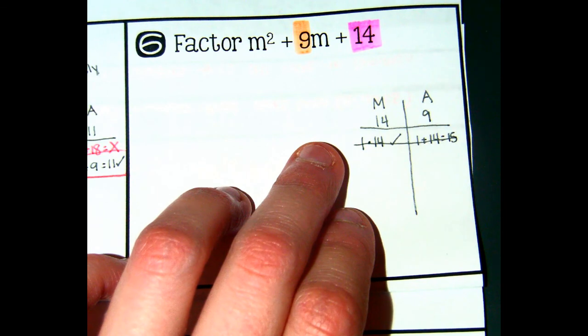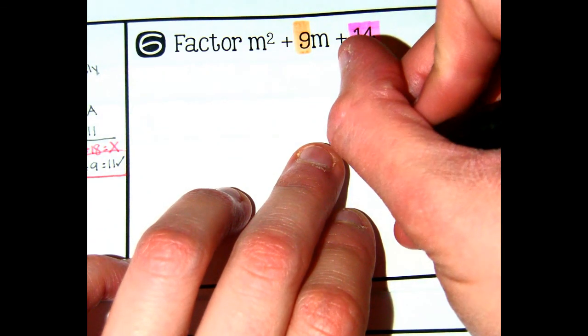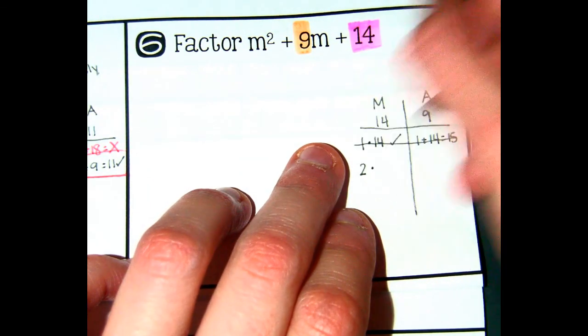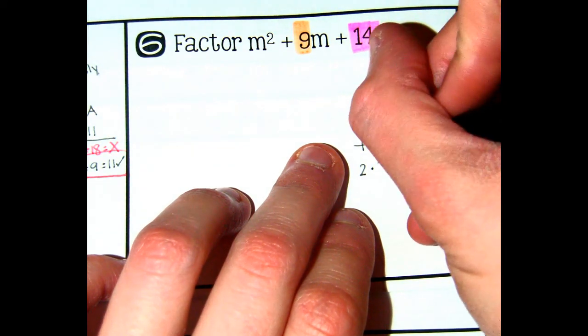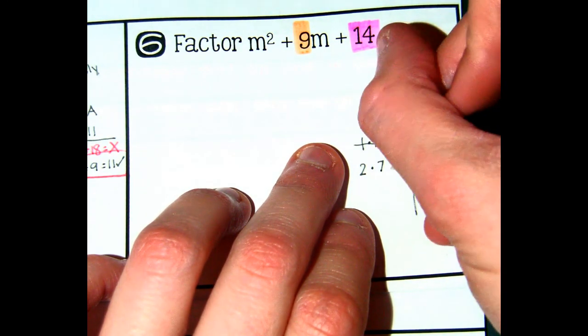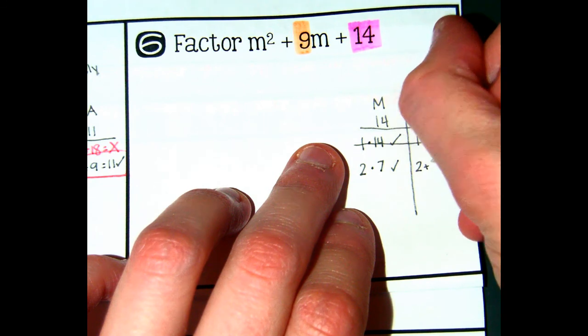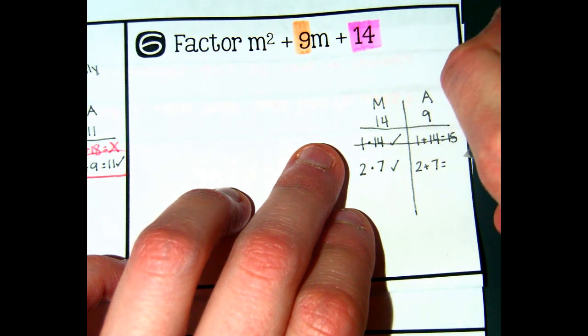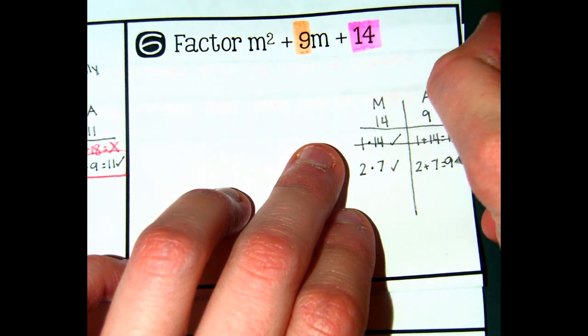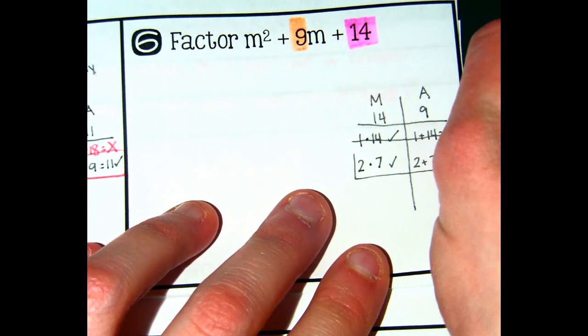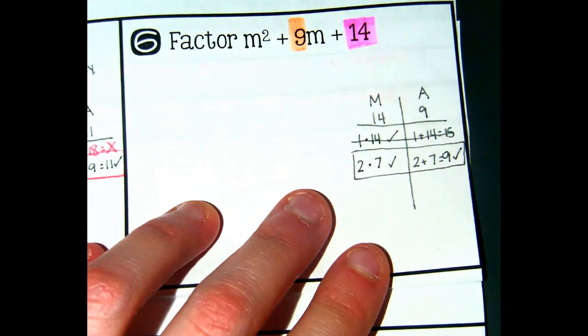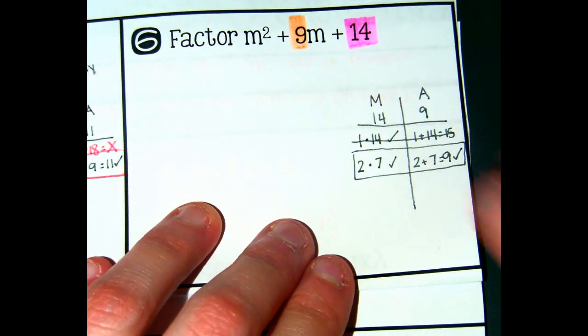Let's go to the next one. What do we do next? 2 times what is 14? 7. What is 2 plus 7? Is that what I want? Then I can stop. How do you think we're going to write the answer? That's correct.